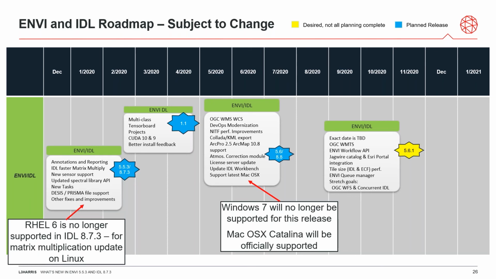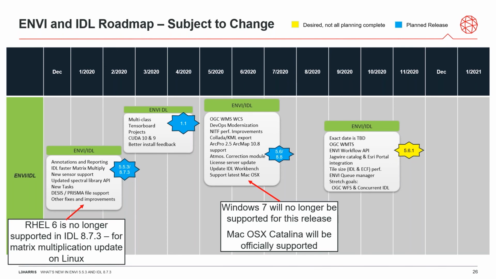For the next release, two important things to call out for platform support. Windows 7 is no longer going to be supported on the next release. This is the last release of ENVI and IDL to officially support Windows 7. For those that aren't familiar, Windows 7 reached end of life at the beginning of this year, so a month ago, Windows 7 was no longer supported. We are also going to be officially supporting Mac OS X Catalina for 5.6, and part of this is because we're going to be updating the IDL workbench.